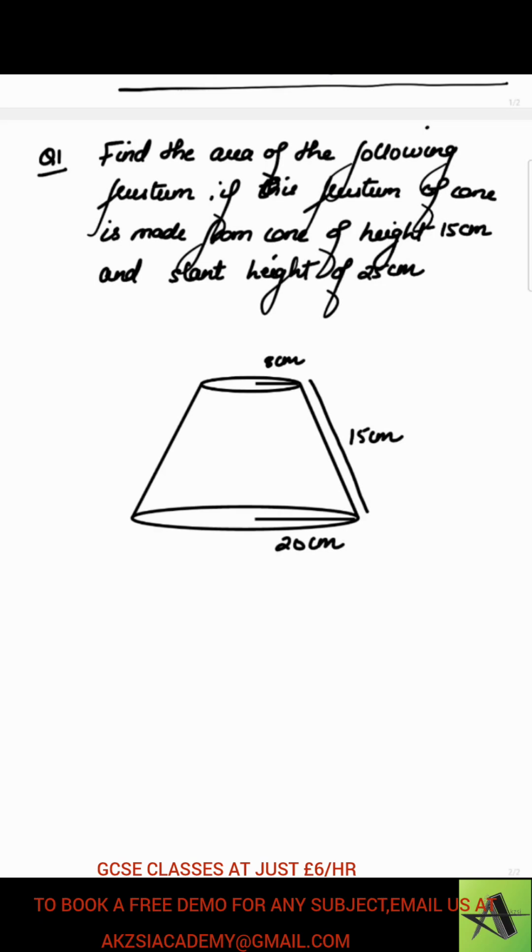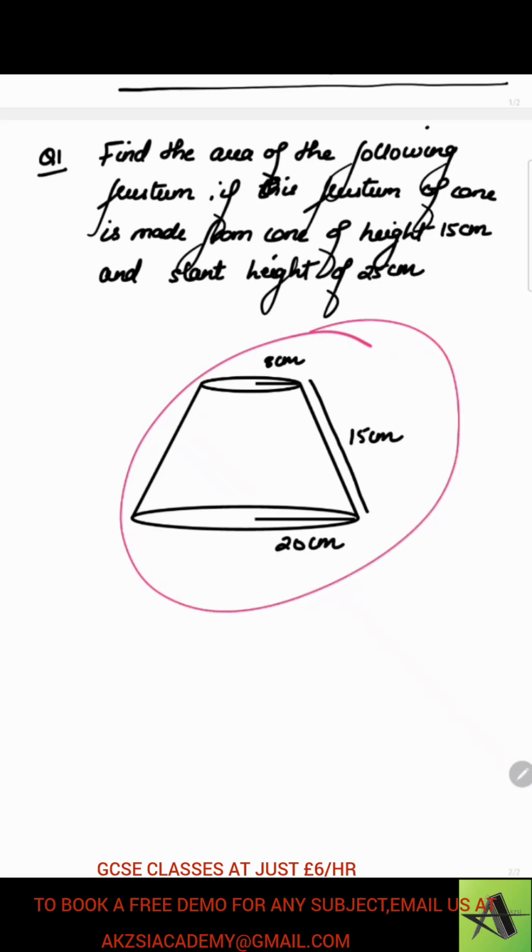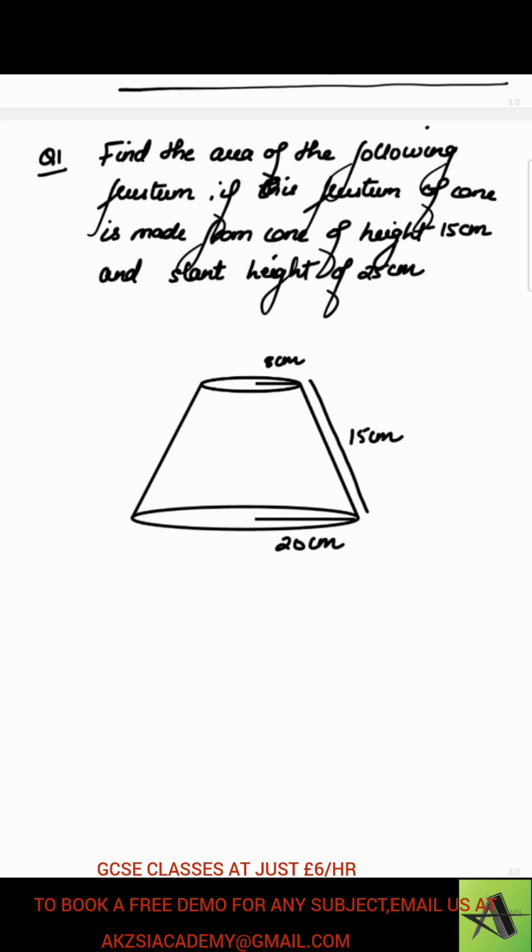Now see this question. It says find the area of the following frustum. This is our frustum. Here we can clearly see the radius. The two radii are given as 20 centimeters and 8 centimeters, whereas the slant height of this frustum is given as 15 centimeters. Apart from that, it says it's made up from a cone, like the original cone, having height 15 centimeters and slant height 25 centimeters.